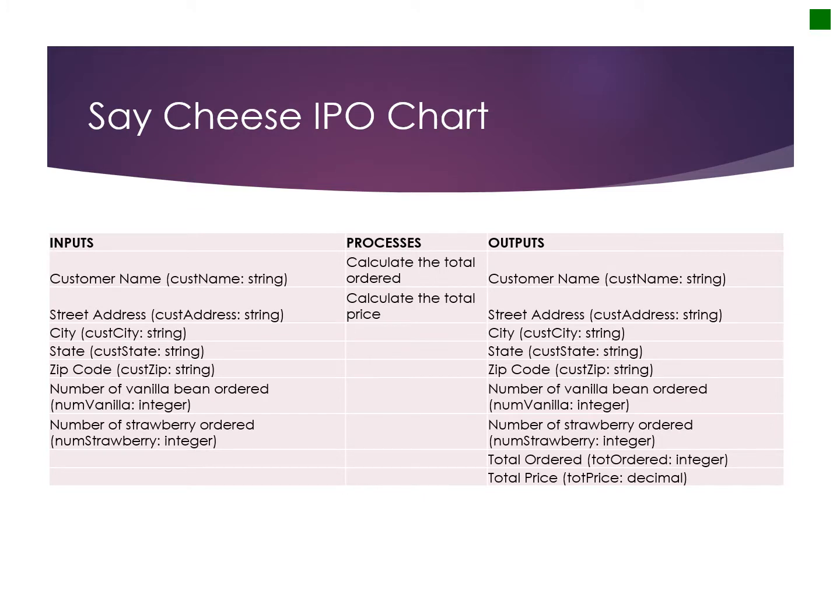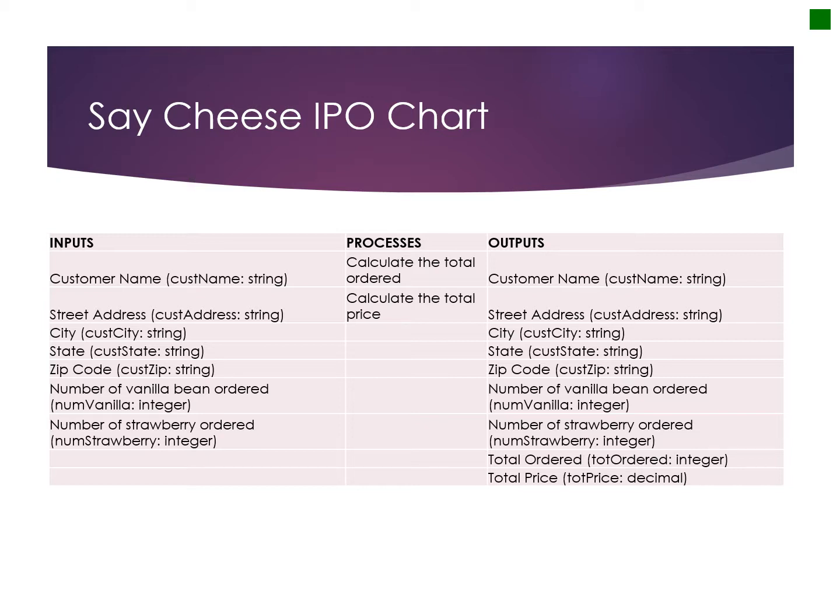Let's first look at this through the lens of the classic IPO chart. Having analyzed our diagrams, our interview notes, and our preliminary analysis, we can identify that the cheese shop inputs will include the customer name, the street address, the city, state, zip, the number of vanilla bean pies ordered, and the number of strawberry pies ordered. We would also assign the variable types for these.